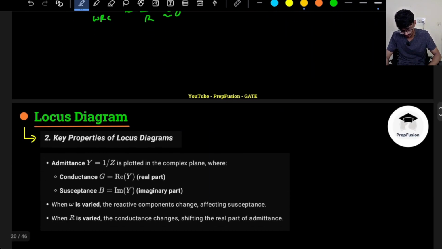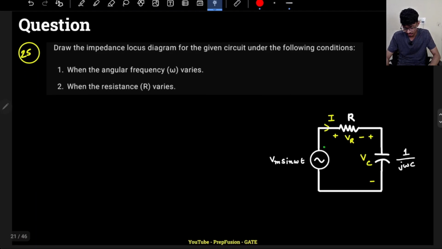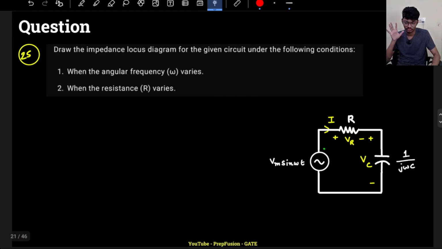Yeah, these are a few key properties. So here the admittance locus diagram is plotted, conductance is this, resistance is this, how it varies, how my locus diagram is, that is what is told here. Okay, so the next one is: draw the impedance locus diagram for the following conditions.